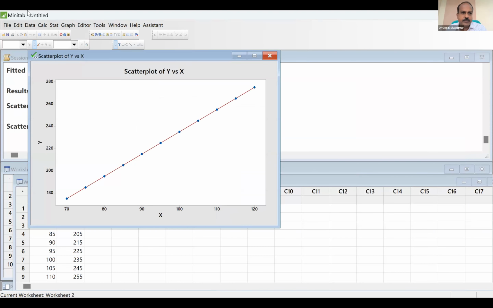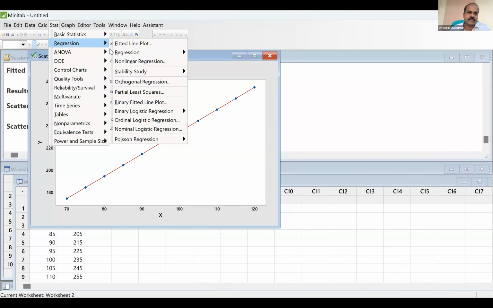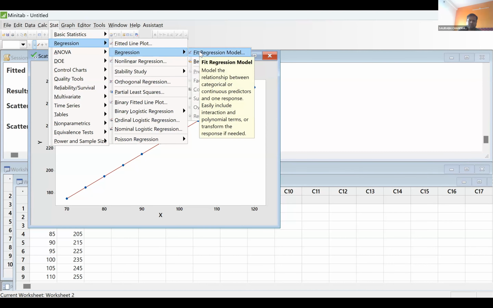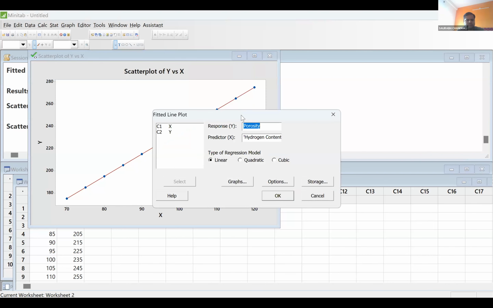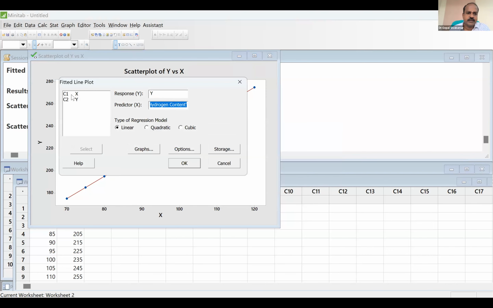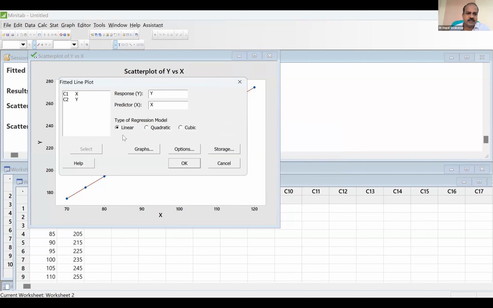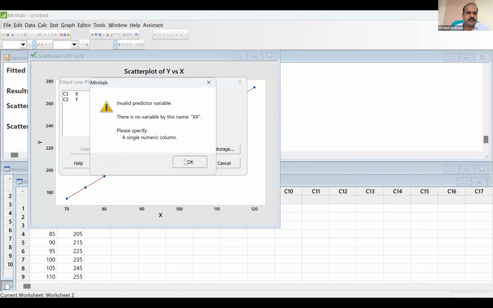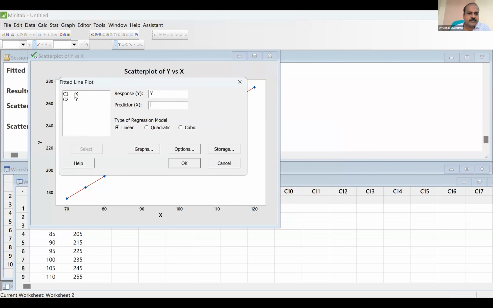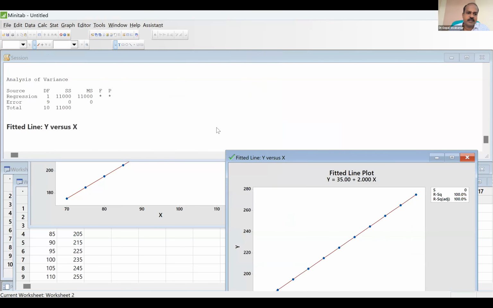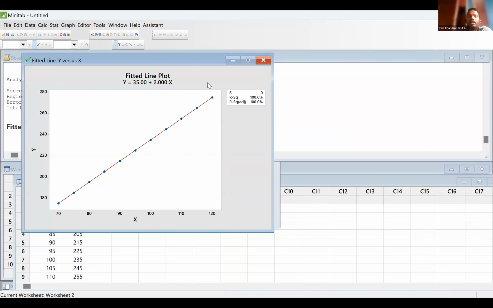Now let us see that equation. Stat, regression, fitted line plot. The Y variable is this one. The X variable is this one. And linear is selected. I am giving okay. What is the equation? R square 100. No, read the equation first. Y equals 35 plus 2x.